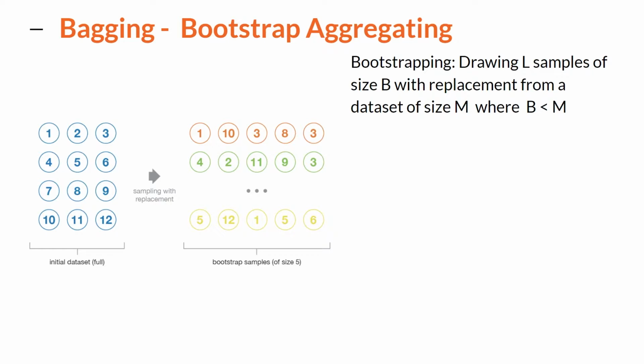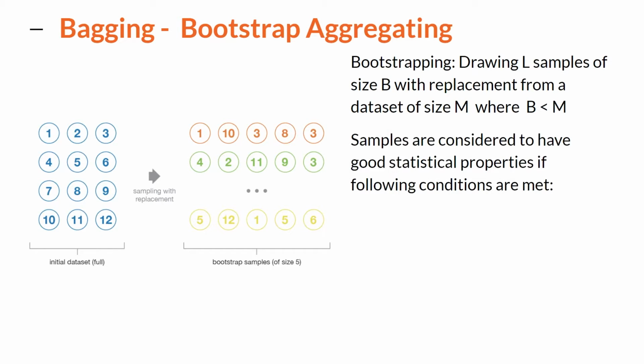The second sample you have 4, 2, 11, 9, and 3, and so forth to the Lth sample, the final sample, which has 5, 12, 1, 5, and 6. So that's also a sample that has observations drawn with replacement. The reason you want to do that has to do with the statistical properties of these bootstrap samples. And they're considered to have good statistical properties if the following conditions are met.